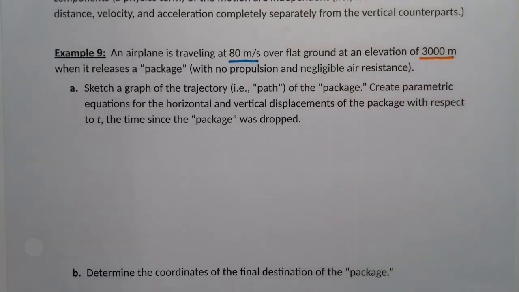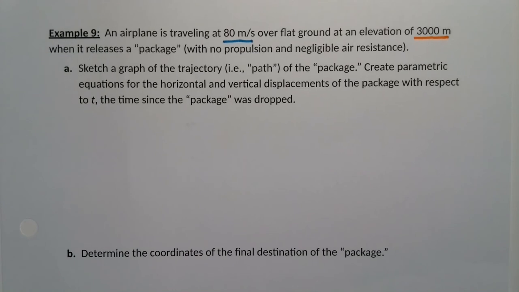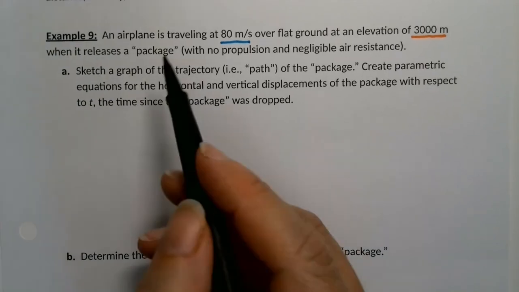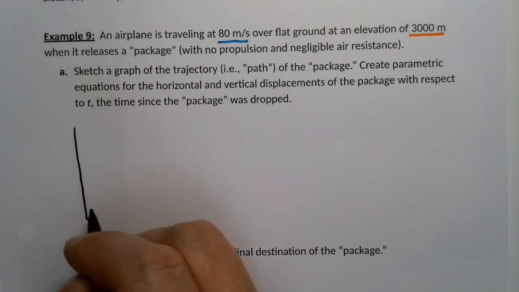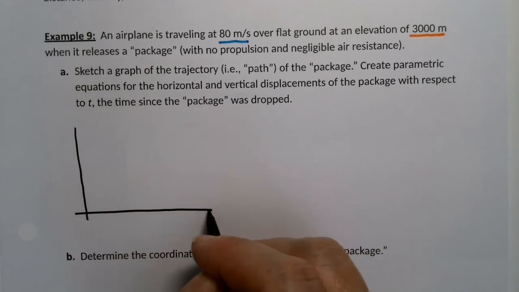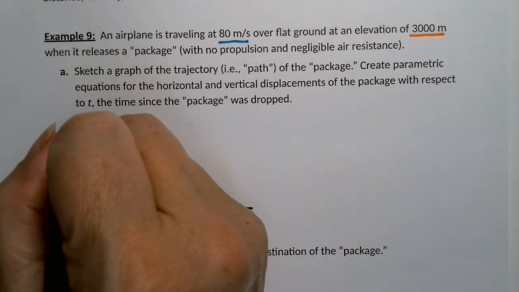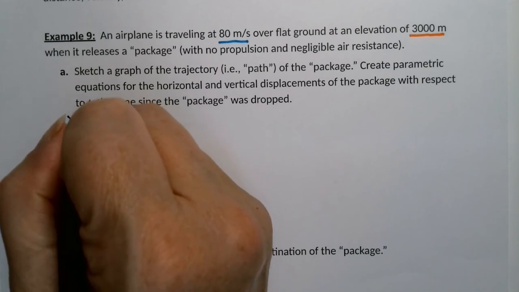Some important points to notice there. And it releases a package with no propulsion and negligible air resistance. I'm not even going to speculate what this package may be. Okay, so let's think about this. Let's sketch a graph of the trajectory and think about the horizontal and vertical components, because this is a different way of thinking about motion, and it's the beginning of some other stuff. Maybe you've seen it in physics, but if you haven't taken physics class yet, it might not be familiar to you.